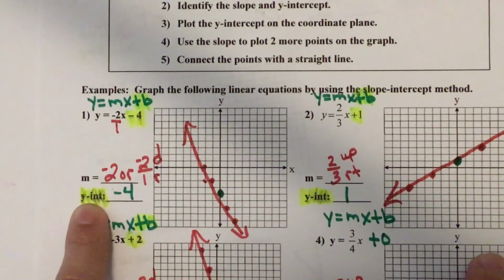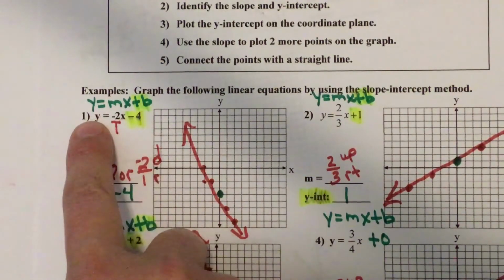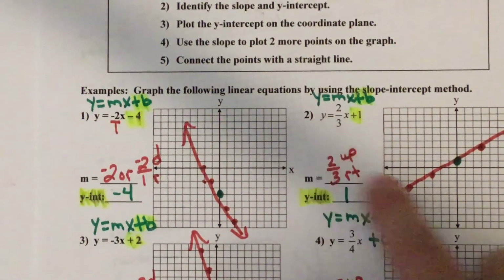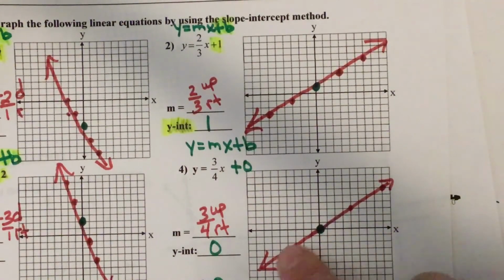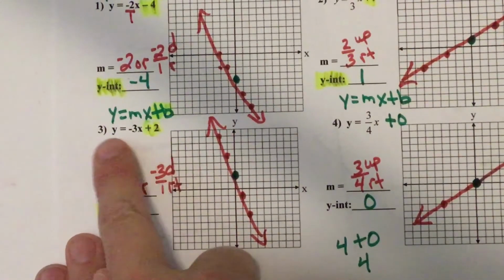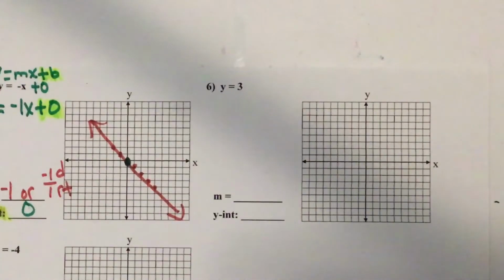You're going to find the y-intercept first, plot it on the y-axis, and then figure out your slope and rise and run or fall and run. So that's what you do if there's an x and a y. X and y makes a diagonal line. But if there is not an x and a y, it is not diagonal.